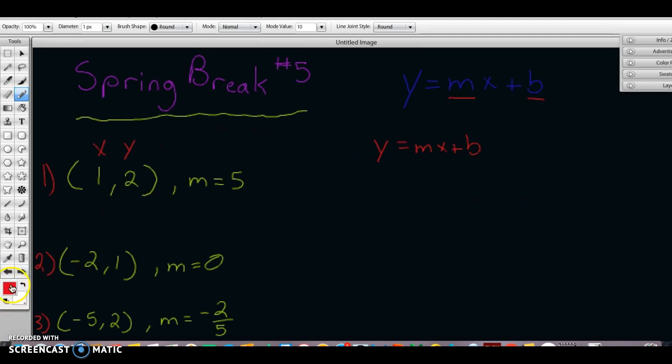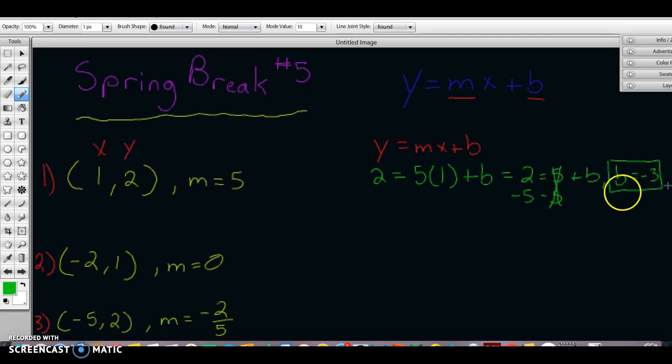So y is going to be 2, m is going to be 5, times 1, plus b. And if we solve for b here, I know that 5 times 1 is 5. So 2 equals 5 plus b. Then I'm going to subtract 5 on both sides to get b alone. b now equals -3.